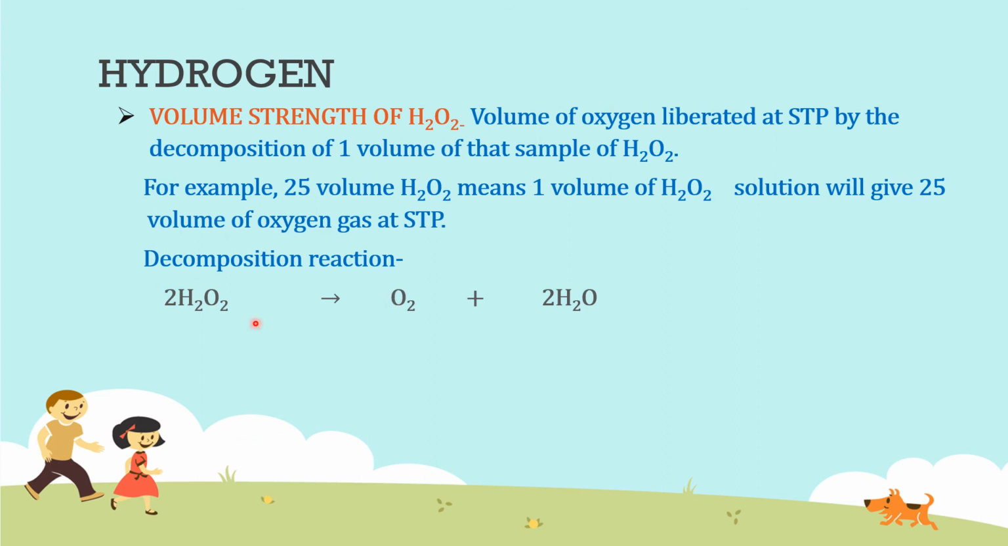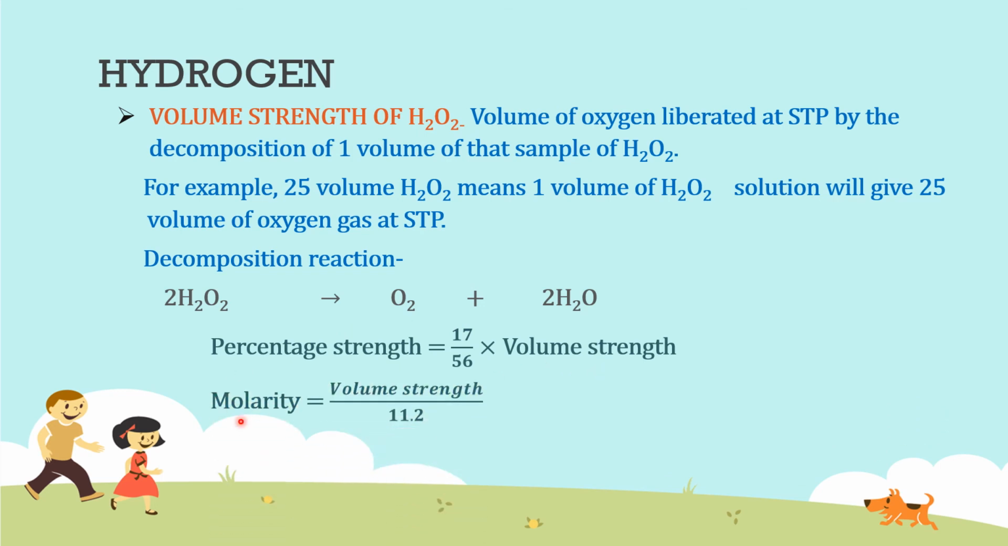And there are certain relations that we have derived for the volume strength getting converted first of all into percentage strength. So percentage strength, if you have to find out and volume strength is given to you, it is going to be 17 by 56 into volume strength. If you have to find out molarity, molarity is going to be volume strength divided by 11.2, and if you have to find out normality, normality is going to be volume strength by 5.6.